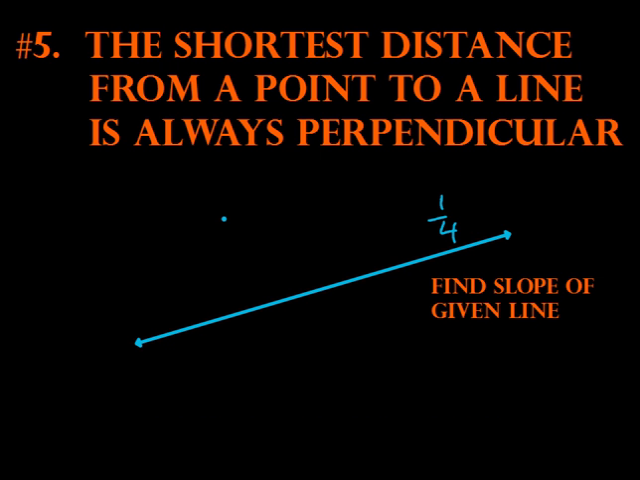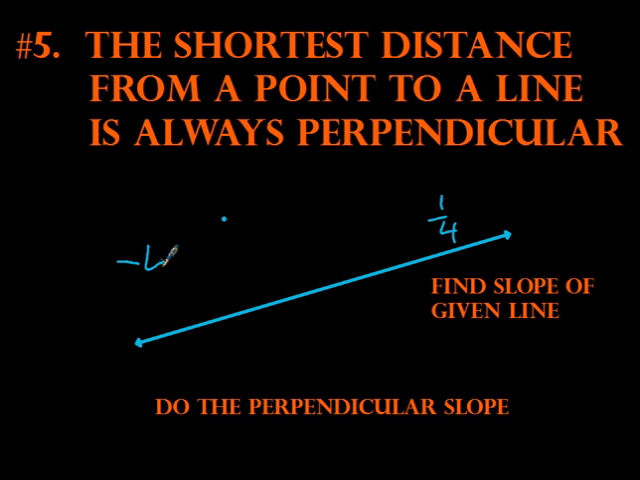The next thing I need to do, I need to find the slope of the perpendicular to that. So perpendicular to 1/4 would be -4. That means the slope of the line I have to draw to connect that point to that line would be -4, and it would give me a nice perpendicular line.